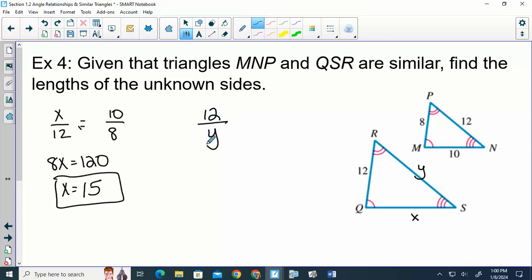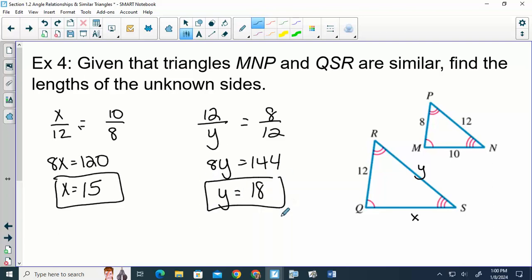Okay, I heard 12 over y first, but you could do y over 12. If I did 12 over y, what would that be equal to? 8 over 12. Do you think it's corresponding size in each triangle? So 144 divided by 8. 18. Is that okay?